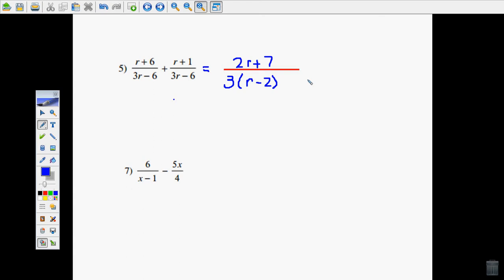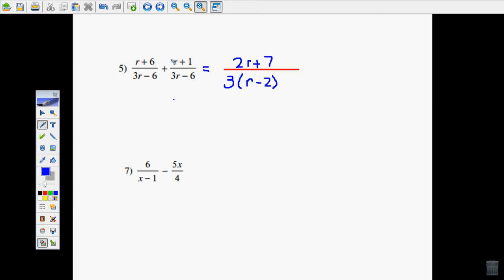Okay, I just double checked everything. I think I've got it here. My denominator, I was able to factor. They're the same denominator, 3r minus 6, so both of them are the same. So that will be my denominator. But then notice I can factor out a 3 from both terms. And this would be a final form for the denominator.